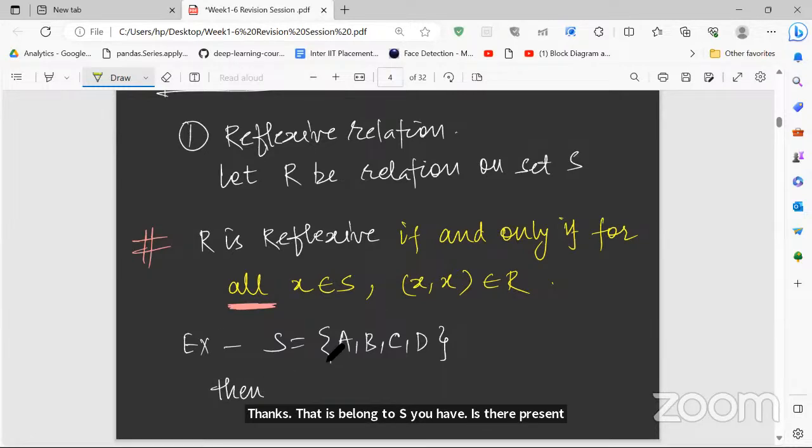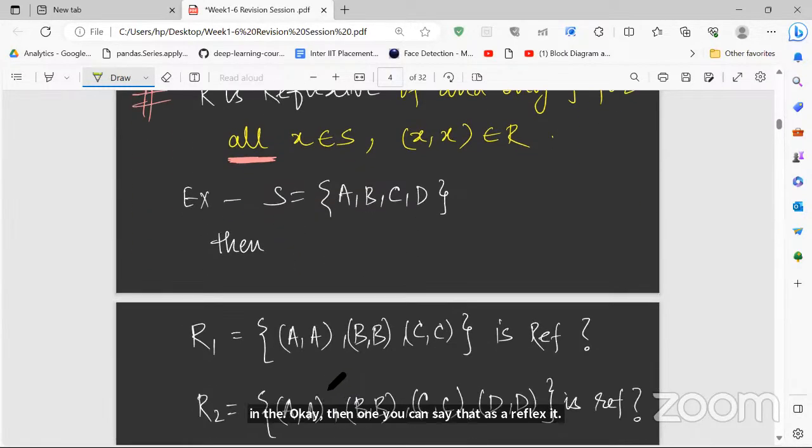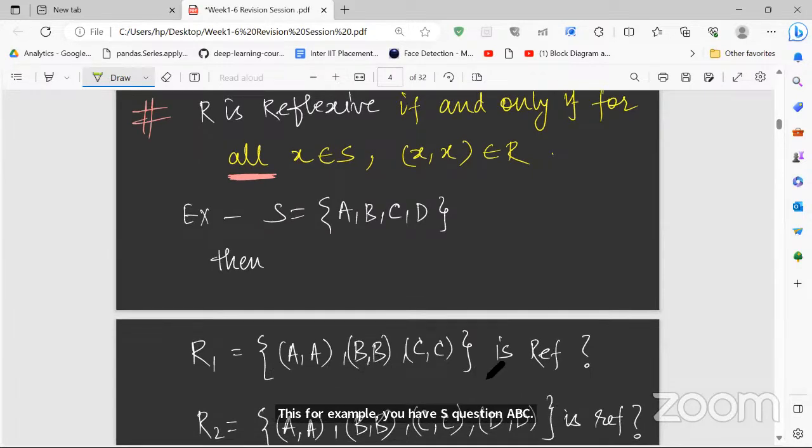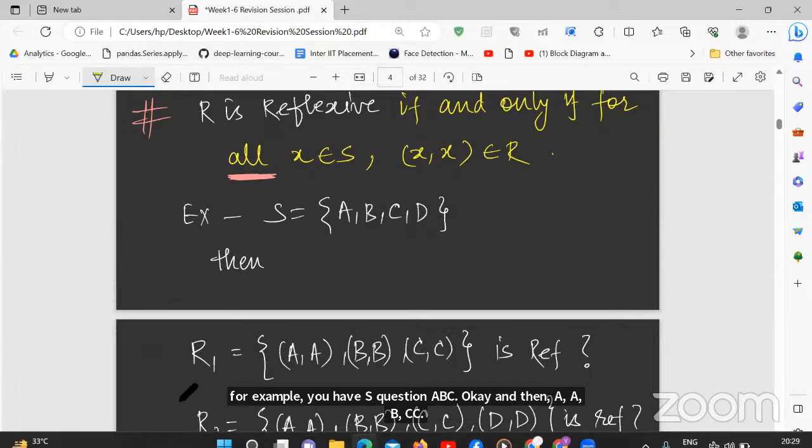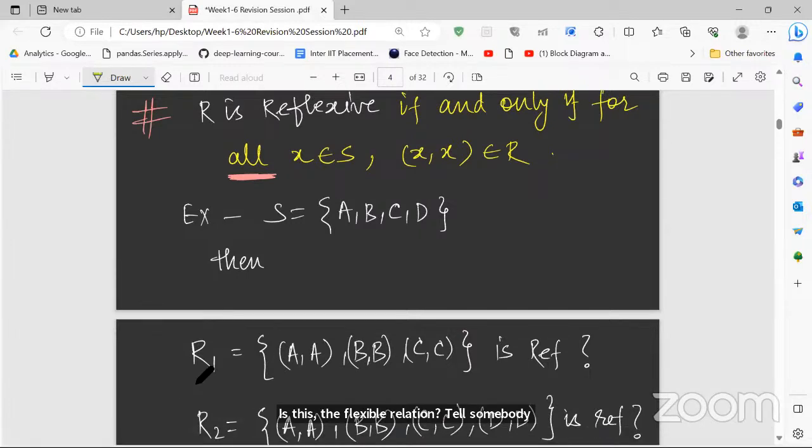For example, you have S equals {A, B, C, D}, and R1 is {(A,A), (B,B), (C,C)}. Is this a reflexive relation? Can somebody tell me, is R1 reflexive? No, sir.